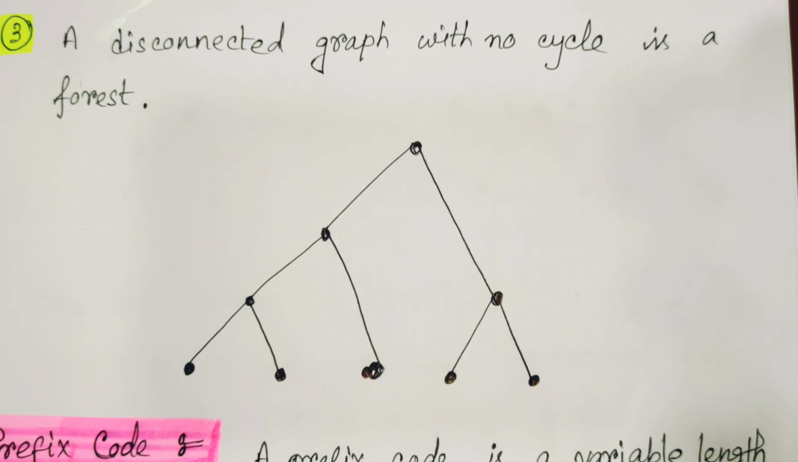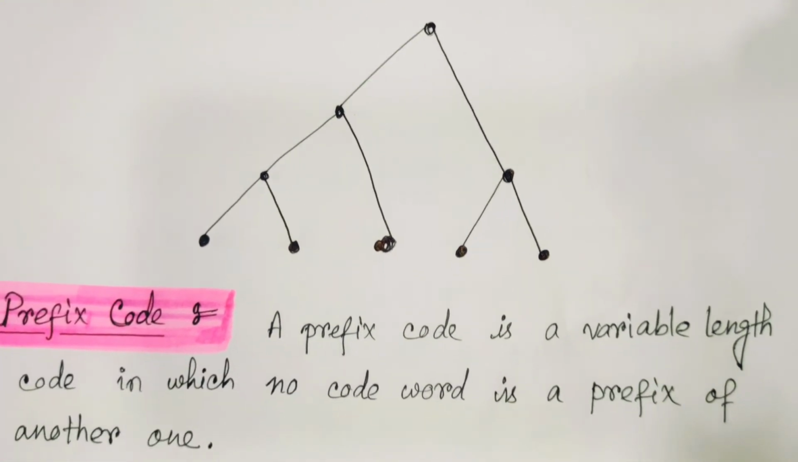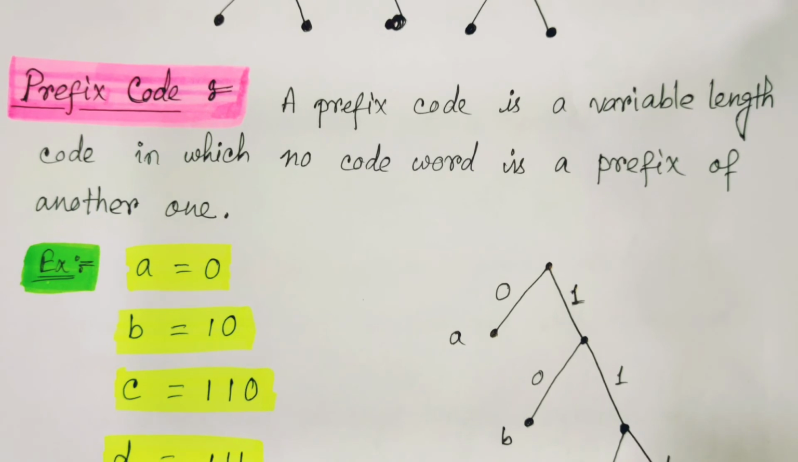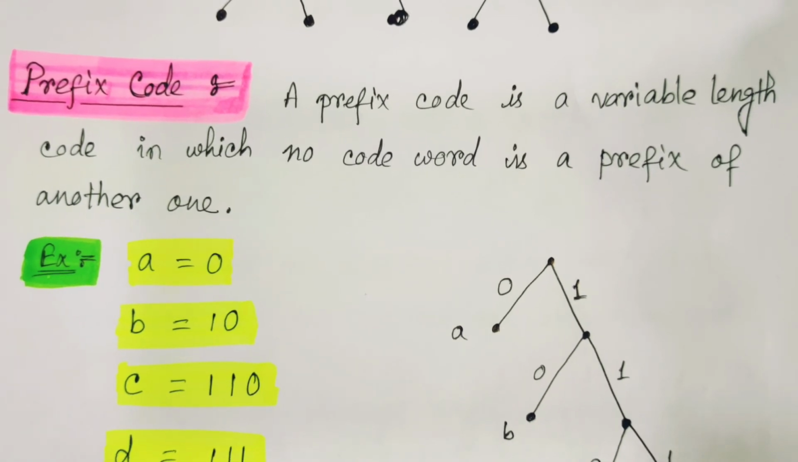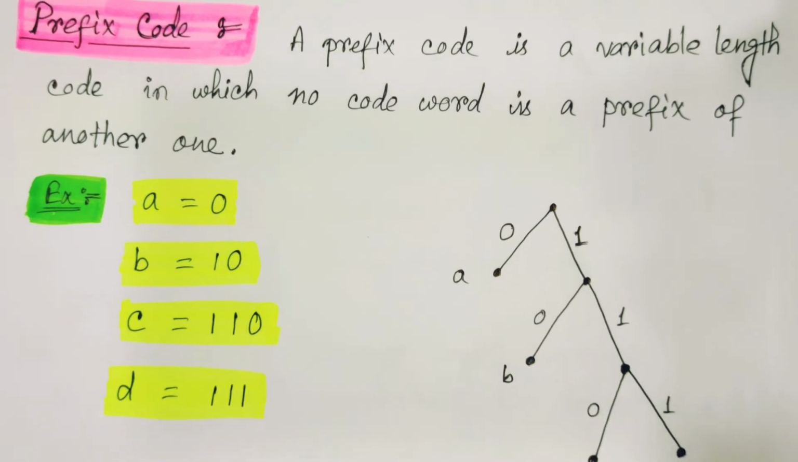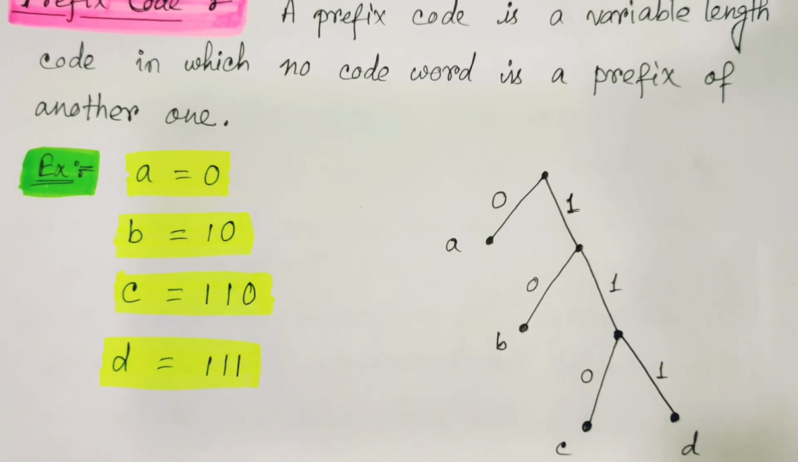Now we come to the point, prefix code. So at first let us do the definition. What is a prefix code? A prefix code is a variable length code in which no code word is a prefix of another one. I hope you can't understand, me too. Anyways, let us explain this with an example.